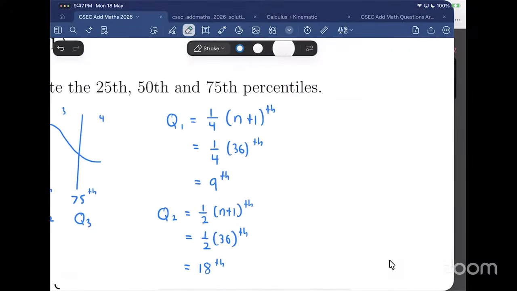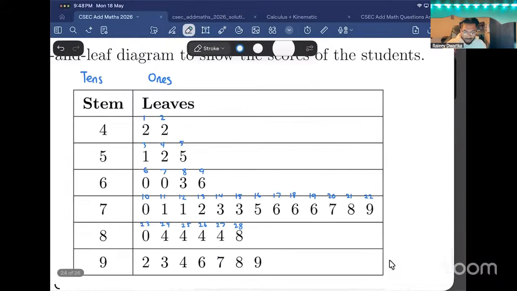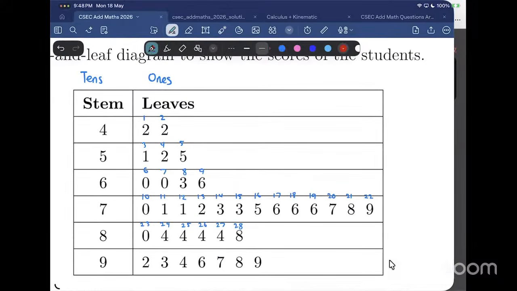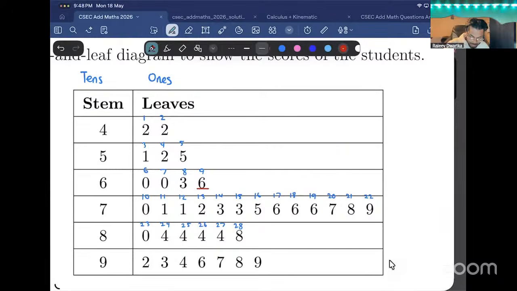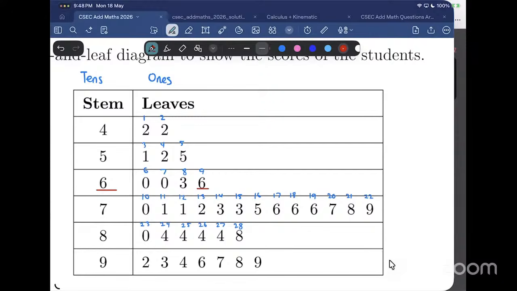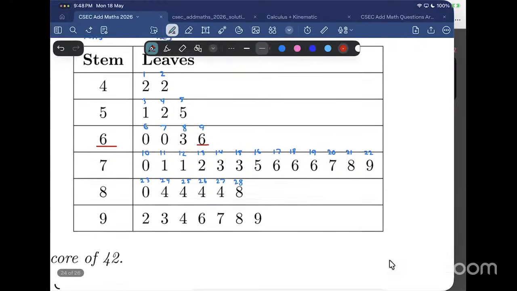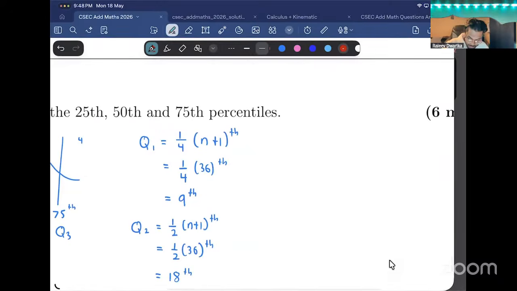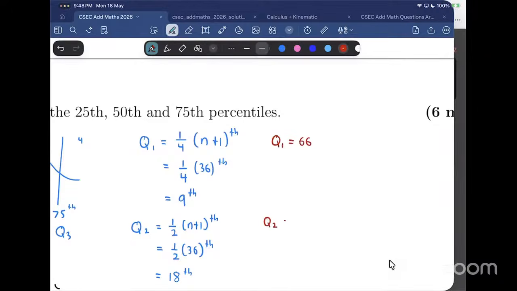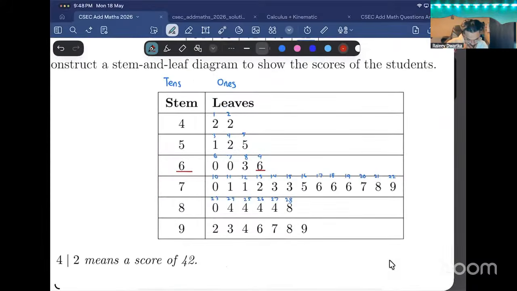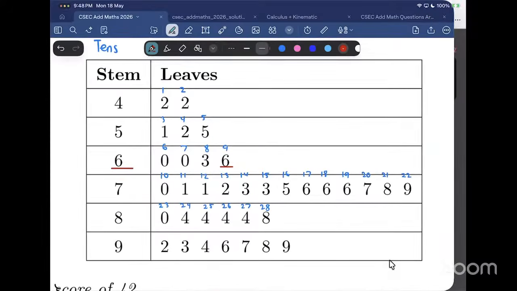To find Q1, that's going to be the ninth term. So I want you to identify the ninth term. 66. Yes, the ninth term is 66. So if I were to sort my data in ascending order, then the 25th percentile would be 66. So Q1 is 66. Let's find Q2 now. That'll be the 18th score. What's the 18th score? 76. Correct?